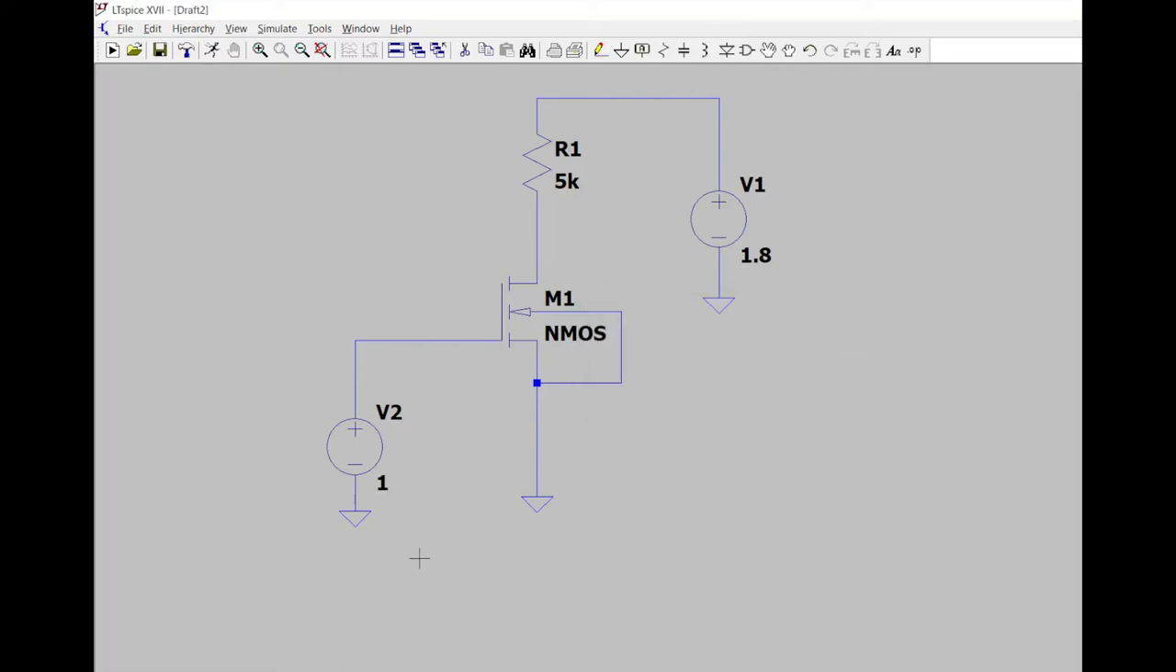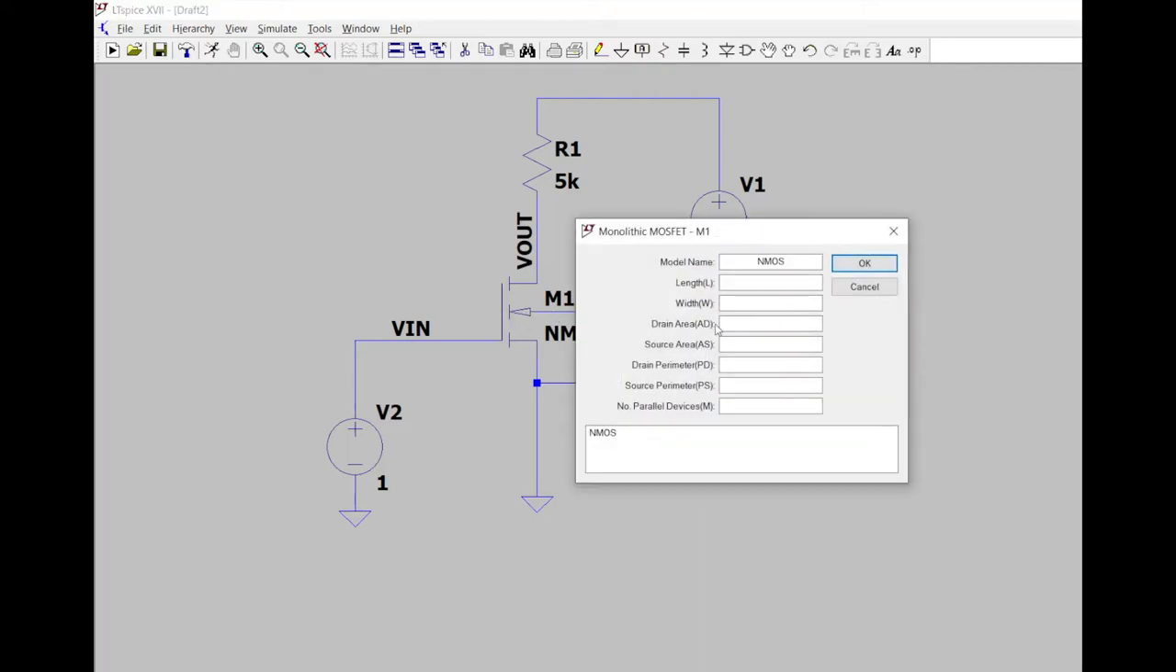But in the first analysis that we'll do, we'll try to find out the input versus output transfer characteristics, the one which we have analyzed. So we want to plot how my V out will vary by slowly varying this V in. So let's label this net. This will be V out, this will be V in. Okay, so let's set the parameters of this MOSFET. Let's use 0.2 micron length and width maybe 20 micron.